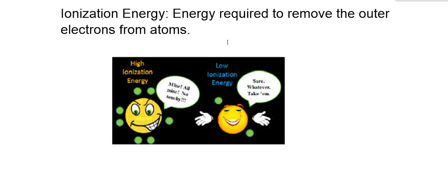Ionization energy. Ionization energy is the energy required to remove the outer electrons from atoms. Okay, if you have high ionization energy, that means you really want to attract electrons towards yourself, and you're not that willing to get rid of electrons. Therefore, it's going to cost a lot of energy. Low ionization energy means, whatever, just take my electron, I really don't care for it. It's not going to take much energy to remove it.